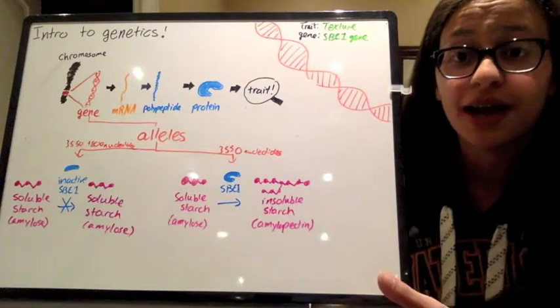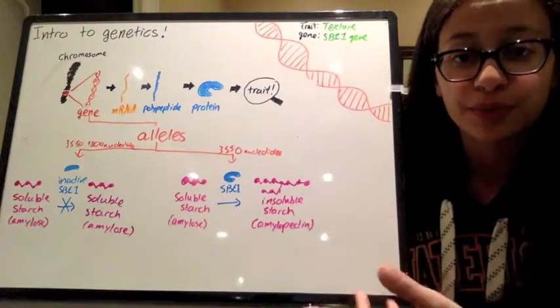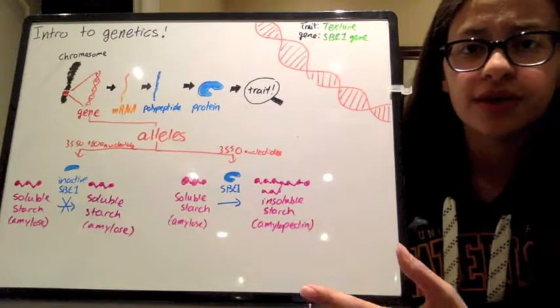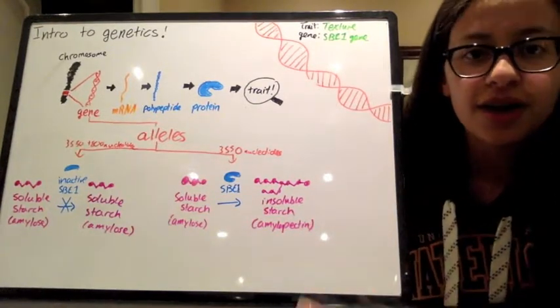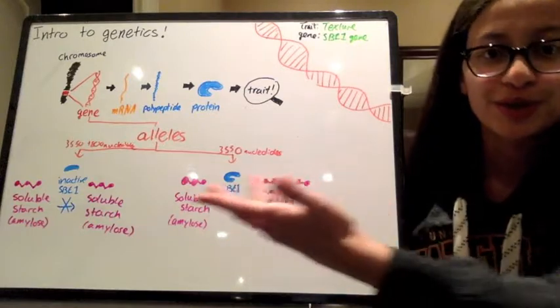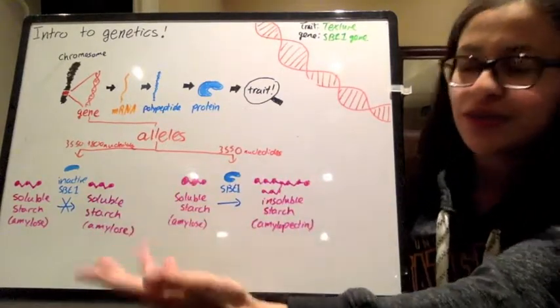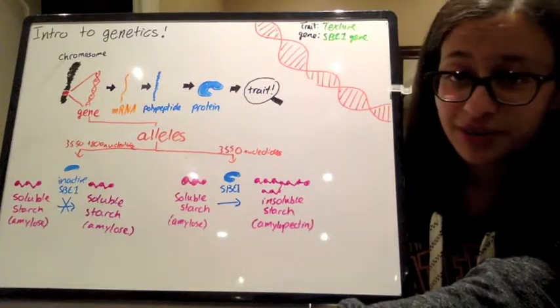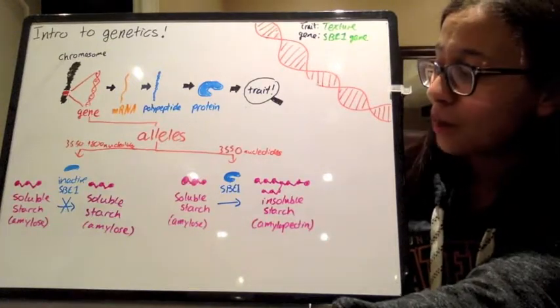So we mentioned that we can have either smooth or wrinkled peas, but how do we get these two different versions, these two different textures? So that brings us to alleles. So alleles are just different versions of the same gene. Now you've probably heard this a lot of times. What does this actually mean?